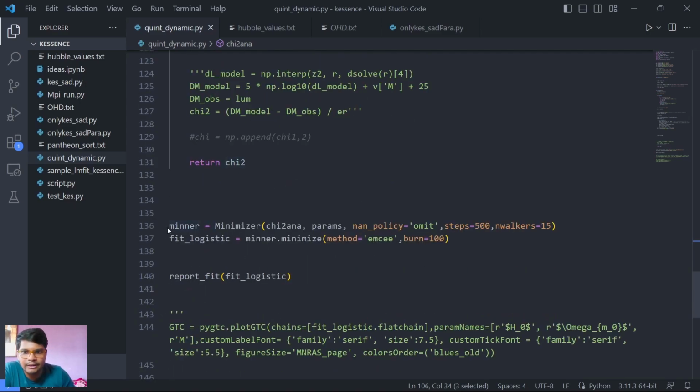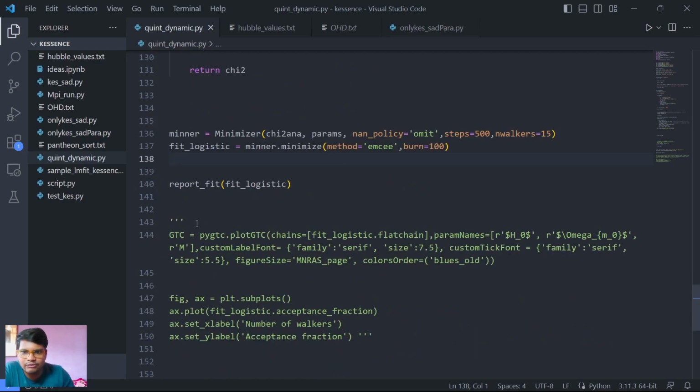Over here, the minimizer takes chi2, the function over the parameter space. It will take nan_policy omit, steps 500. You have to make it 10,000, better 50,000. The number of walkers, for 50,000 steps, has to be like 200 or 300. Then fit logistic minimizer dot minimize with emcee, burn, and report fit. If you want to plot, because there are corner plots and all these things, then you have to omit this part and this part. I commented them out. So it will try to fit the result from the logistic chains, right?